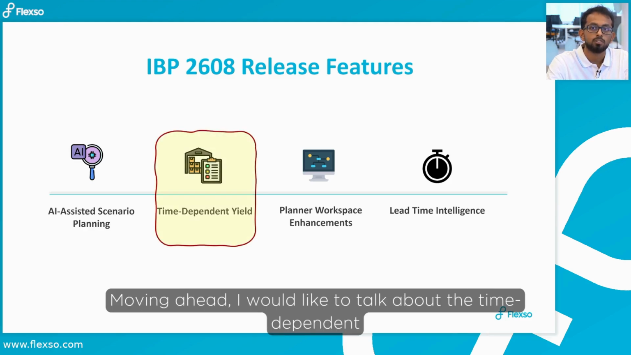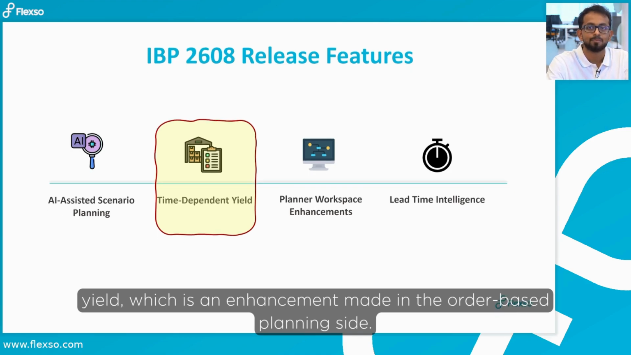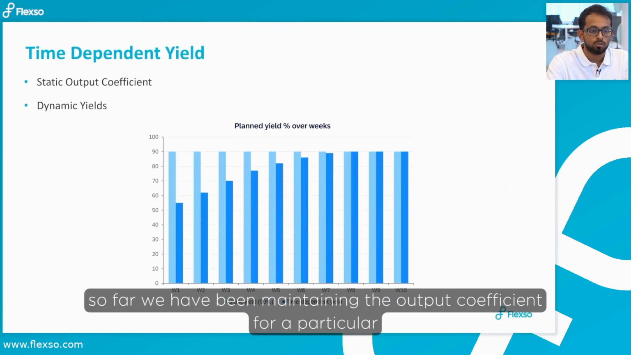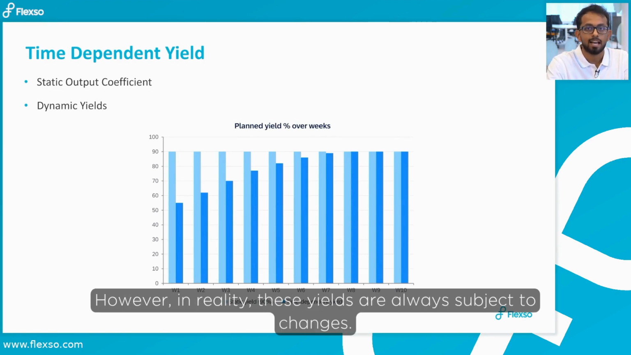Moving ahead, I would like to talk about the time-dependent yield, which is an enhancement made in the order-based planning side. As we all know, so far we have been maintaining the output coefficient for a particular production source of supply as a static value. However, in reality, these yields are always subject to changes.